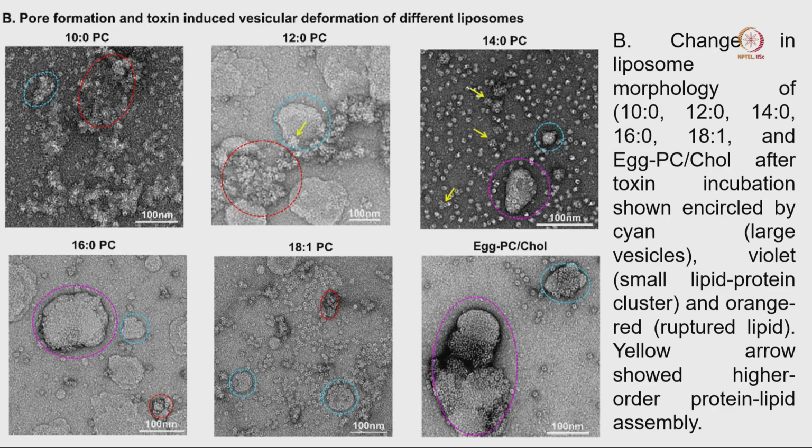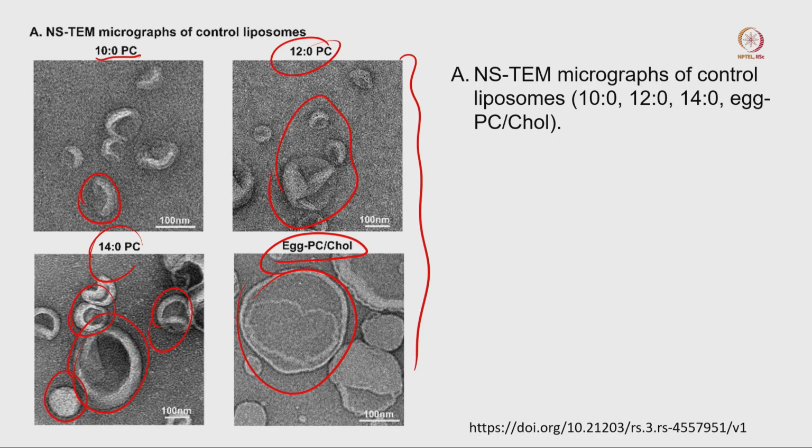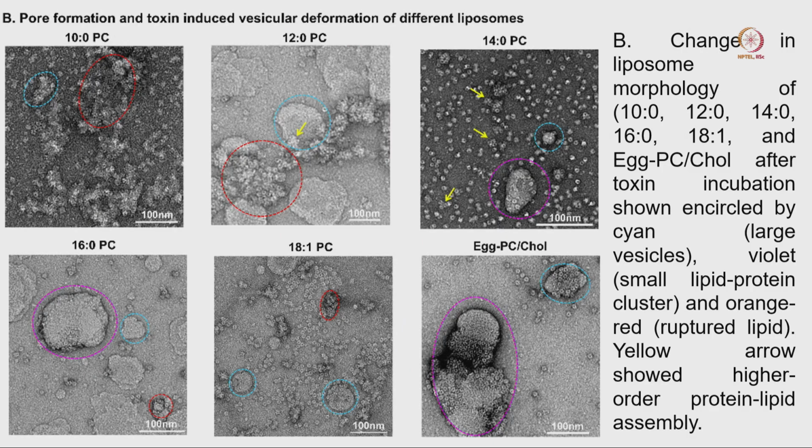Now if you incubate that same lipid with the protein sample, the protein will interact with the lipid moiety. In some cases you can see a rupture of the lipid, because those are toxin molecules, they interact with the lipid and form some kind of lipid protein cluster.